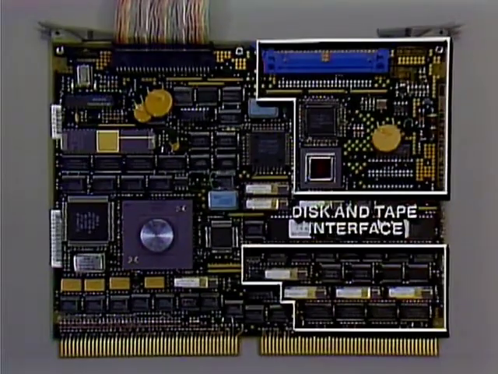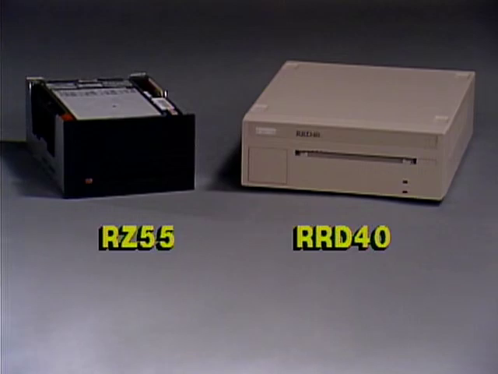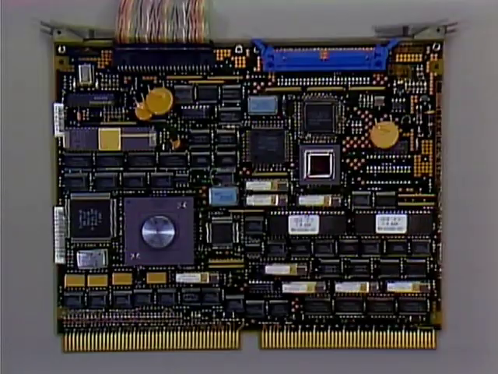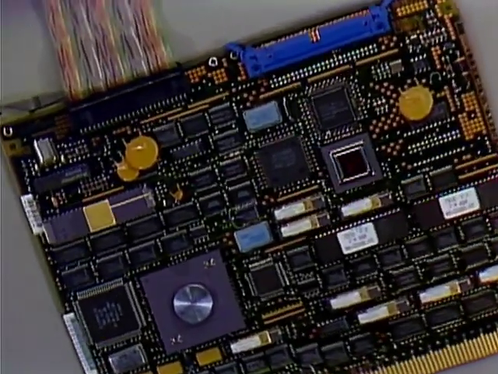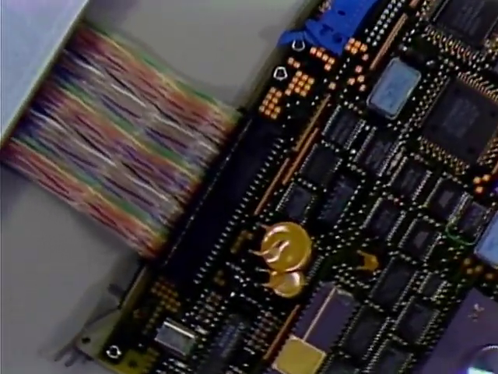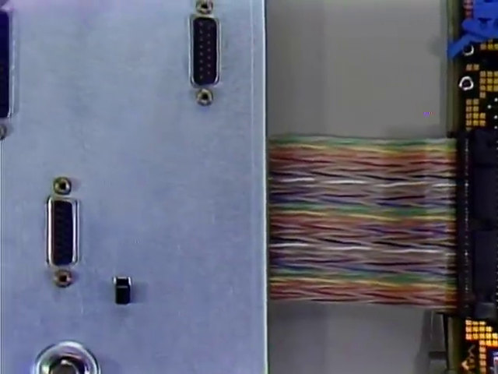The disk and tape interface is the controller for the SCSI bus and associated mass storage devices. Currently, the RZ55 and RRD40 CD-ROM disks are supported. The maximum configuration for SCSI devices is 4 RZ series disk drives and 1 CD-ROM disk. The I/O signals are made available externally by a 50-pin ribbon cable that connects to the I/O cover assembly.